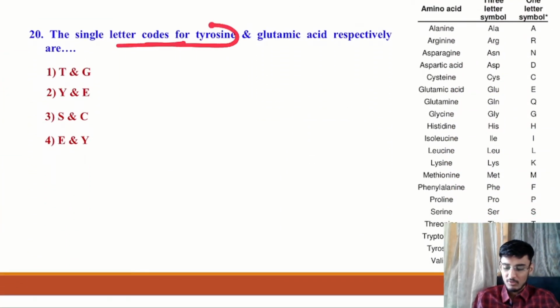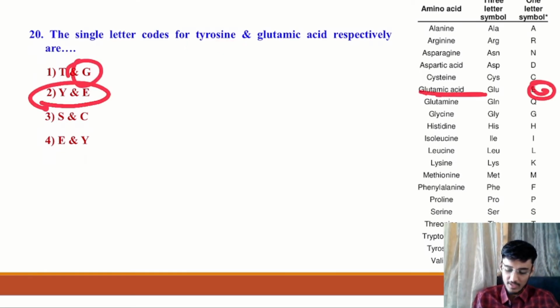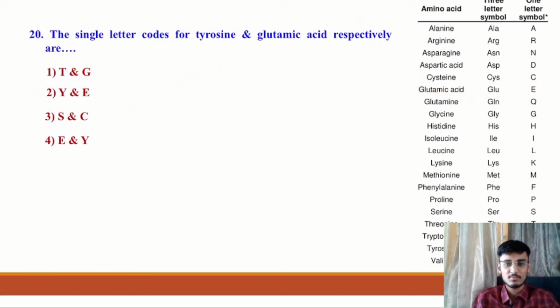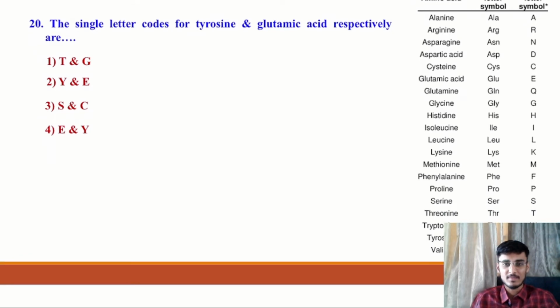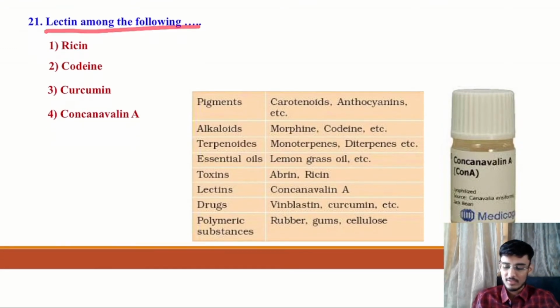The single letter code of tyrosine and glutamic acid respectively. You can see here tyrosine is Y and glutamic acid is E. That's why Y and E. Your answer should be 2. Very easy question. The single letter code of tyrosine is Y and glutamic acid is E.